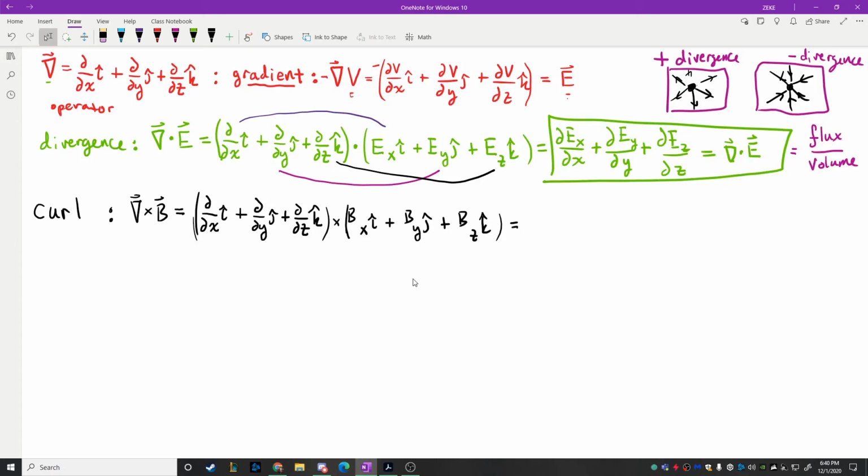If you put a twig in water, what direction does it rotate? That's how I recall it being described. Yeah, exactly. I like to think of a paddle wheel, but it's exactly the same thing. So curl is given by this.